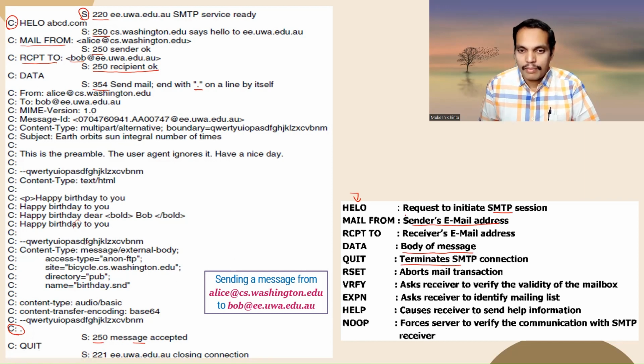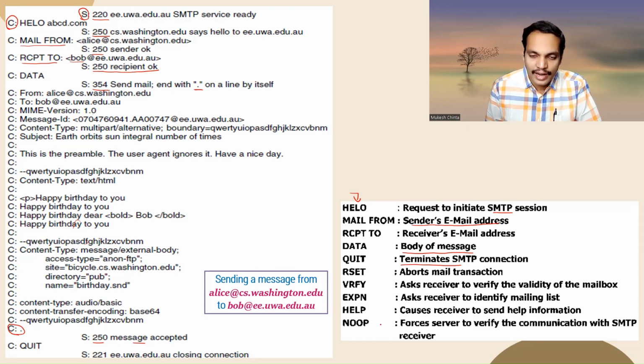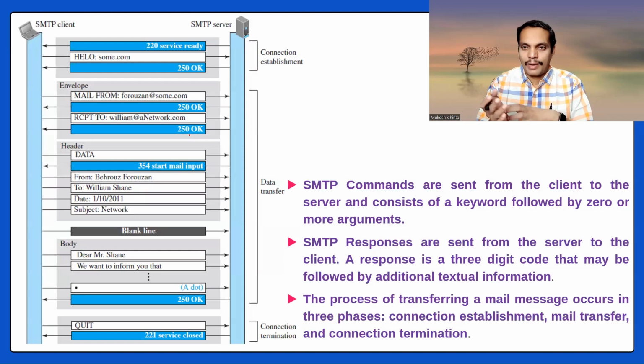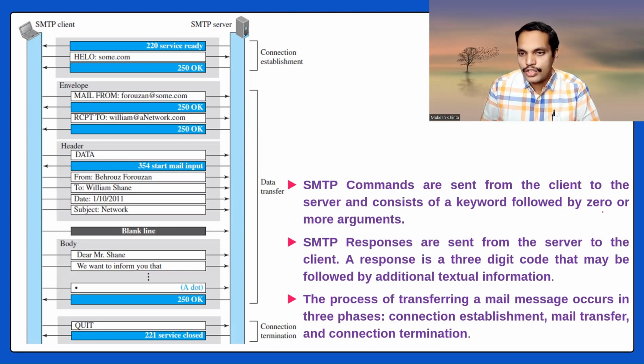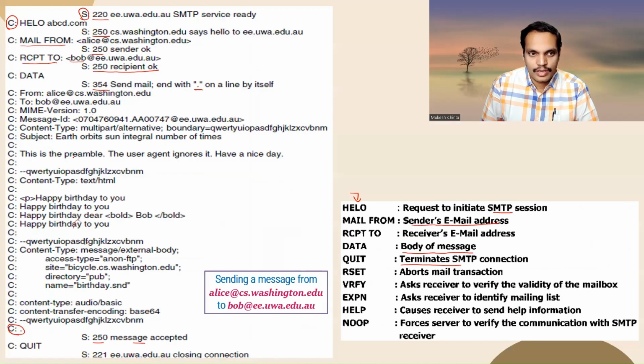So these are the commands. These are some of the SMTP commands that are sent by the client, and the server responds to these commands through 3-digit numerical codes. As I said, if you have the time, just go to Google. And this is another example which I brought from Forouzan's textbook, which I thought will give you a better idea. So SMTP commands are sent from the client to the server and consist of a keyword followed by 0 or more arguments. Like this, you can see.